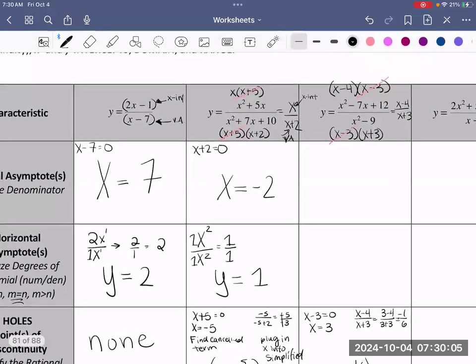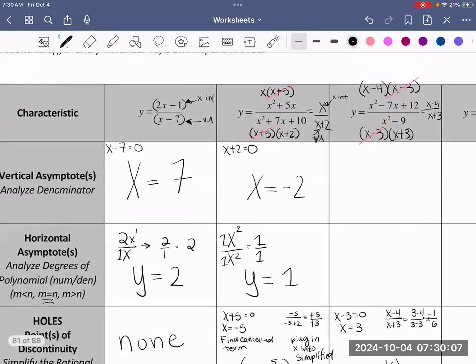Now your vertical asymptote, we have x plus 3 in the denominator. So you have x is equal to negative 3. Your horizontal asymptote, we have x squared over x squared. So that is really still 1 over 1. So again, these are coming from your leading coefficients. So y is equal to 1.